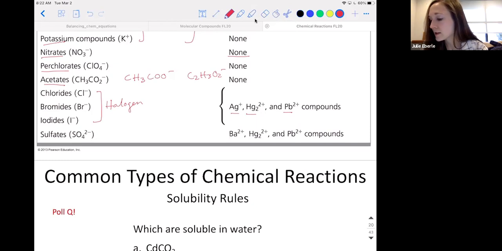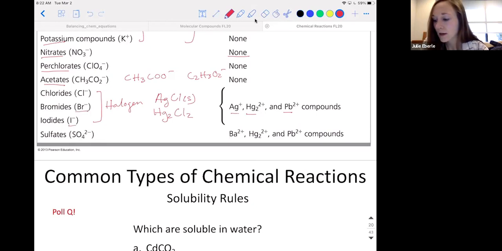So in other words, for example, I'll need to write the cation first. If you have AgCl, that compound will not be soluble because silver is the cation, okay? If you have Hg2Cl2, that compound will not be soluble. It will be solid, okay? It will not dissolve. Same thing if we had lead chloride, and you can apply that to bromine and iodine as well, okay?